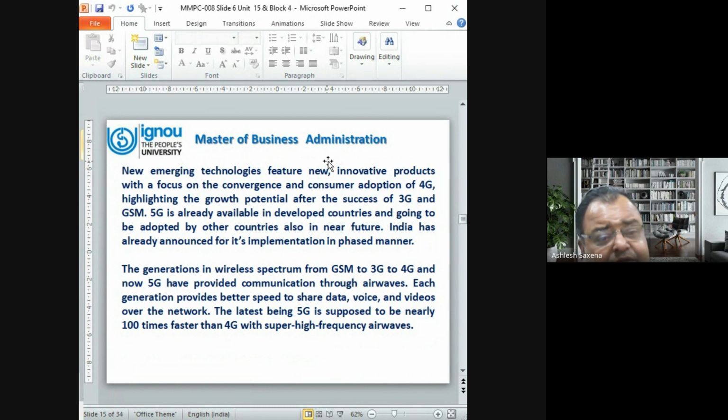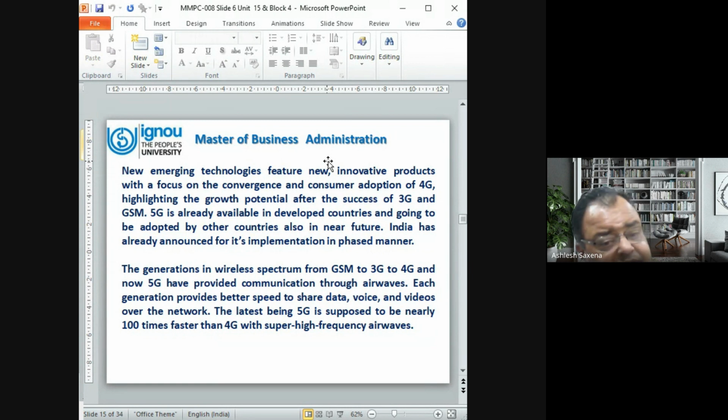New emerging trends feature new innovative products with a focus on the convergence and consumer adoption of 4G, highlighting the growth potential after the success of 3G and GSM. 5G is already available in developed countries and going to be adopted by other countries in the near future. India has already announced its implementation in a phased manner. The generations in wireless spectrum from GSM to 3G, 3G to 4G, and now to 5G have provided communication through airwaves. Each generation provides better speed to share data, voice, and videos over the network.